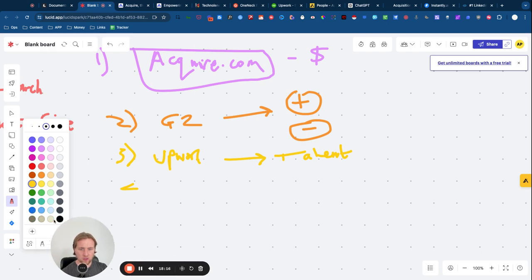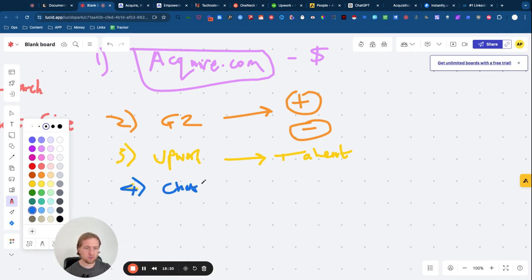So to summarize, we've gone to acquire.com, we've gone to G2, we've gone to Upwork, and we've used ChatGPT to get the pros and cons and to identify any unmet needs. Now, this is where things get interesting, okay?